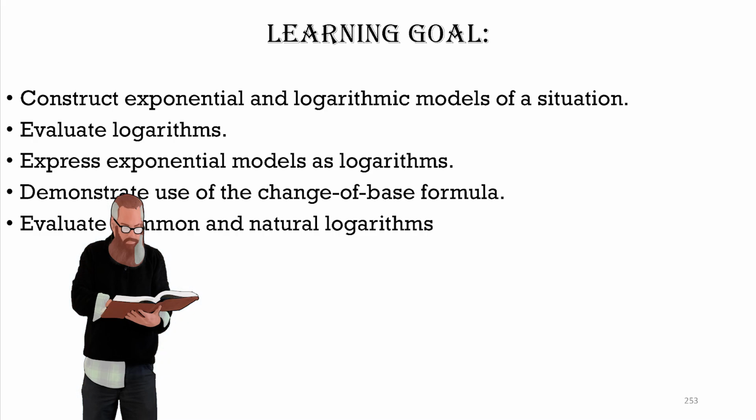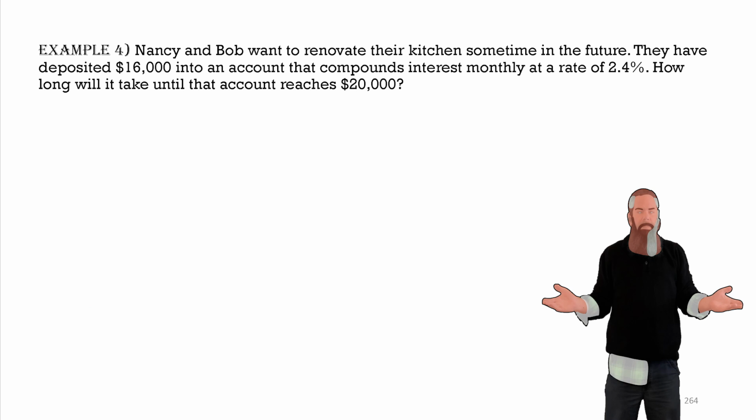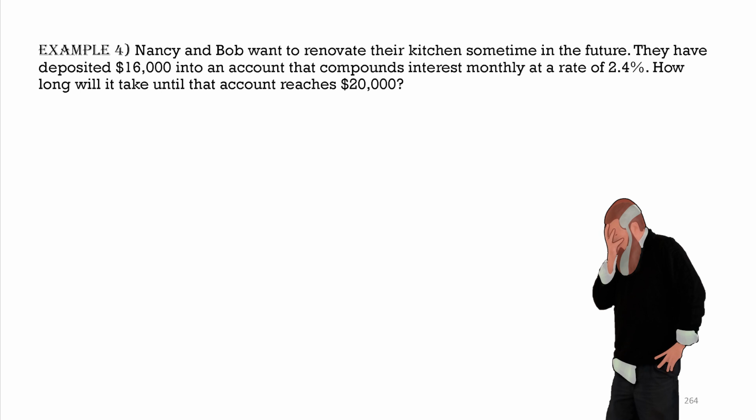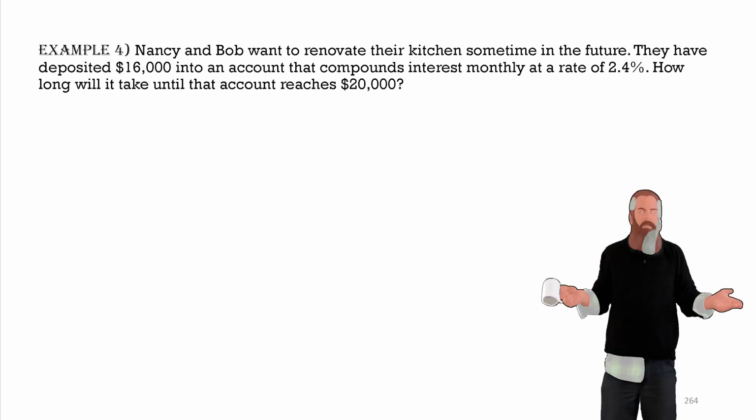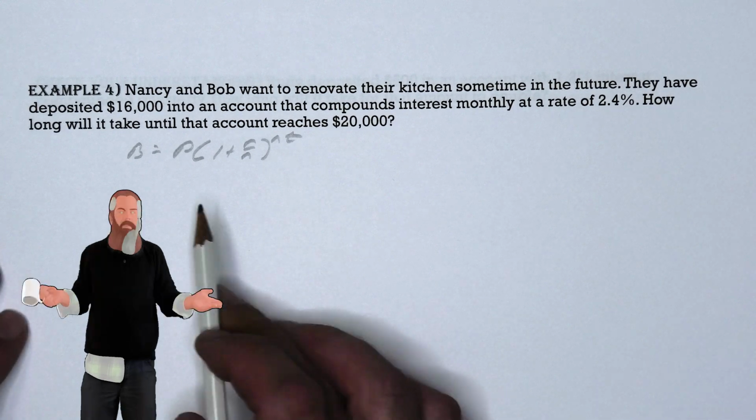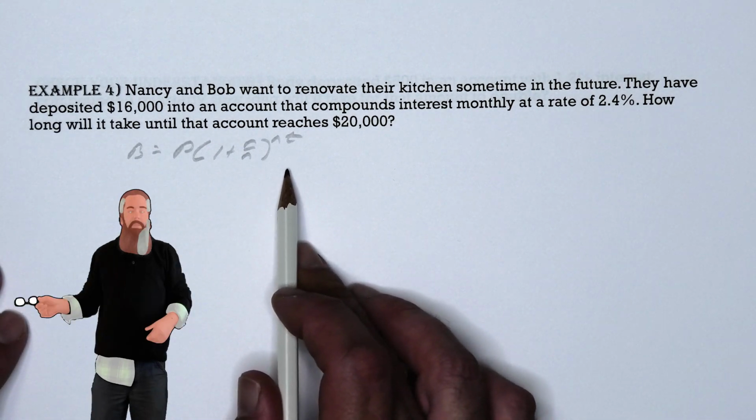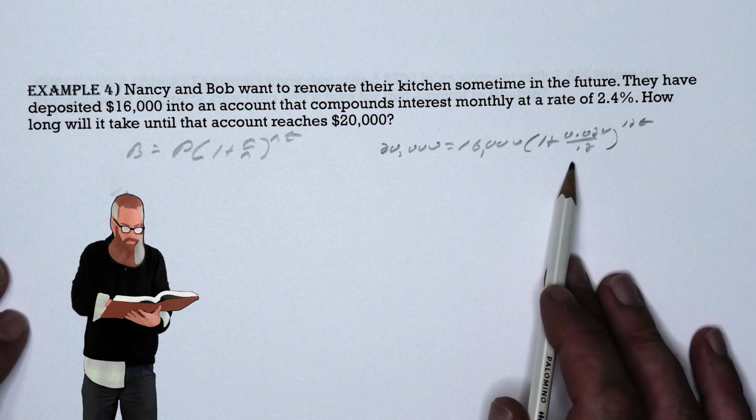Now, let's express exponents as logs. Nancy and Bob want to renovate their kitchen sometime in the future. They've deposited $16,000 into an account that compounds interest monthly at a rate of 2.4%. How long will it take the account to reach $20,000? We already know the equation that we're going to want to use. So we substitute all of the values into that equation.